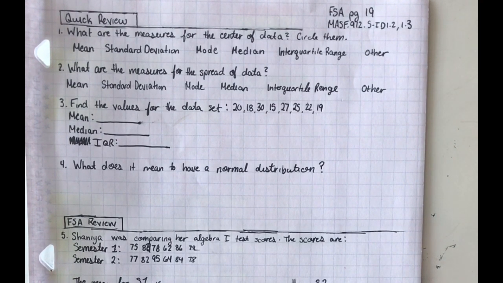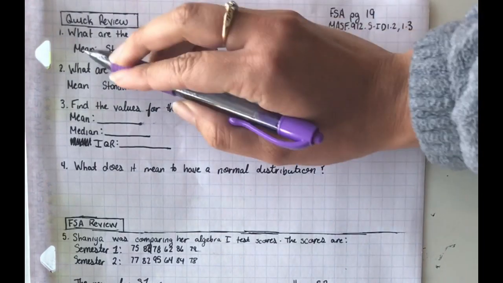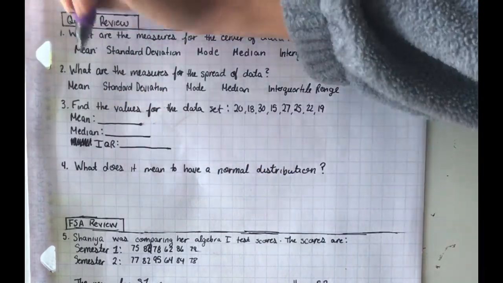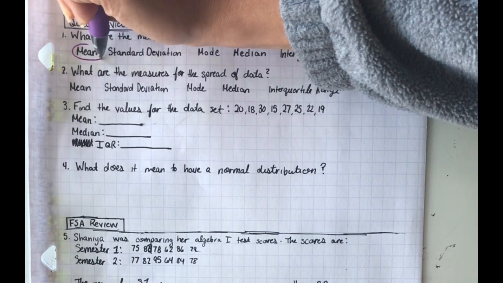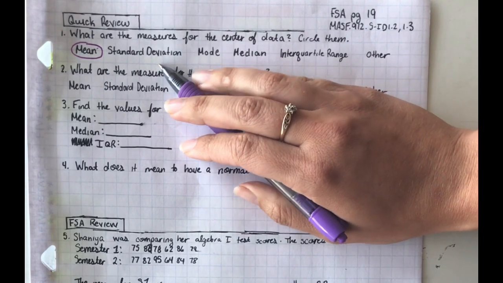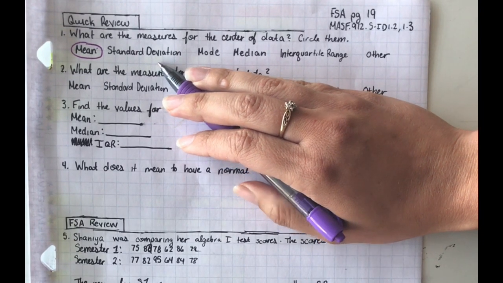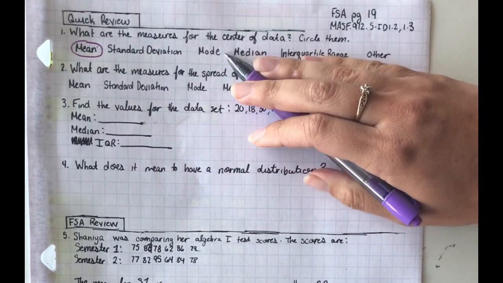Question 1. What are the measures for the center of data? Circle them. Well, we know that the mean is the average of our data, which is probably close to the middle of it. Standard deviation is about how close things are to the median or the middle, the center of the data. So this is not the center of data.